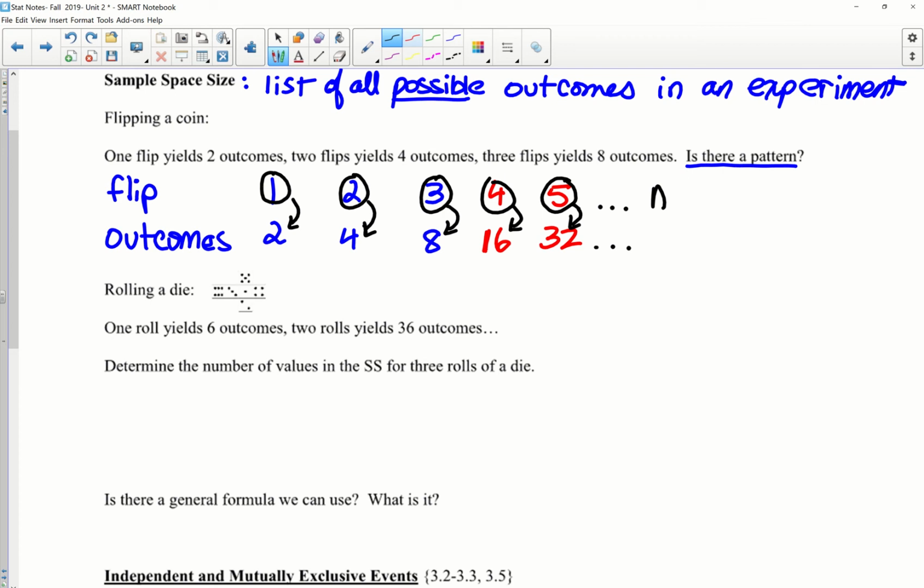So what's happening here is we're taking 2 and raising it to the first power to get that first number. The second number is actually 2 to the second power. The third one is 2 to the third power. Then we have 2 to the fourth power. Then 2 to the fifth power.